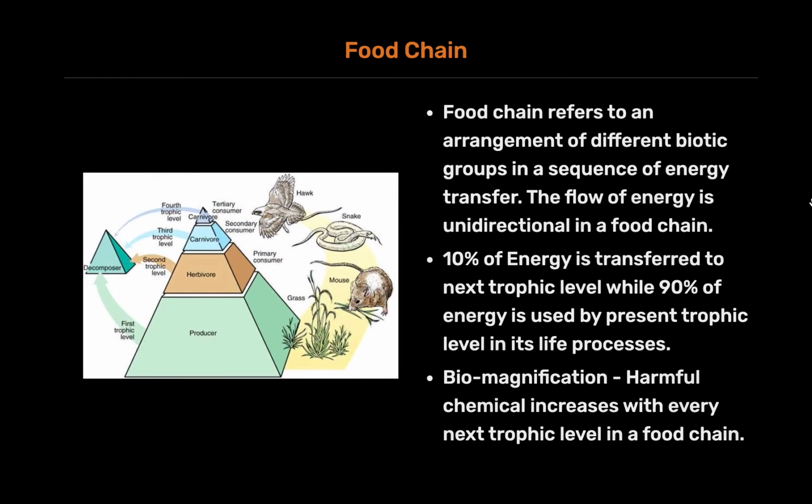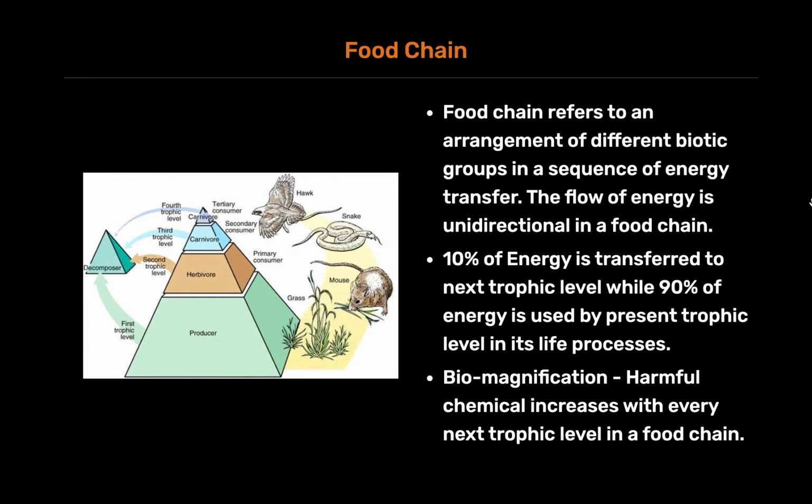Food chain refers to an arrangement of different biotic groups in a sequence of energy transfer. These biotic groups are producer, herbivores, carnivores. In a food chain, the biotic component where transfer of energy takes place is called a trophic level. The green plants capture 1% of sunlight that falls on their leaves. The flow of energy is unidirectional in a food chain.